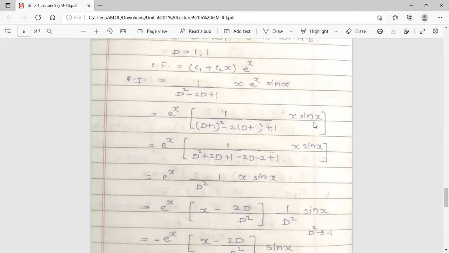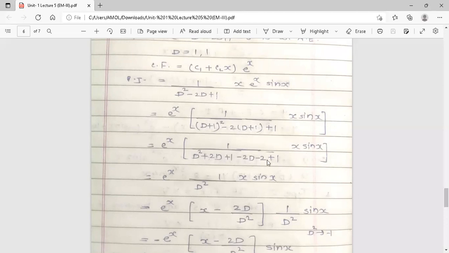Now the next step is to simplify the denominator term. D plus 1 whole square, its expansion is D square plus 2D plus 1, minus, now you solve for this bracket term, D plus 1 into 2, so the term is minus 2D minus 2, plus 1, into x into sin x.